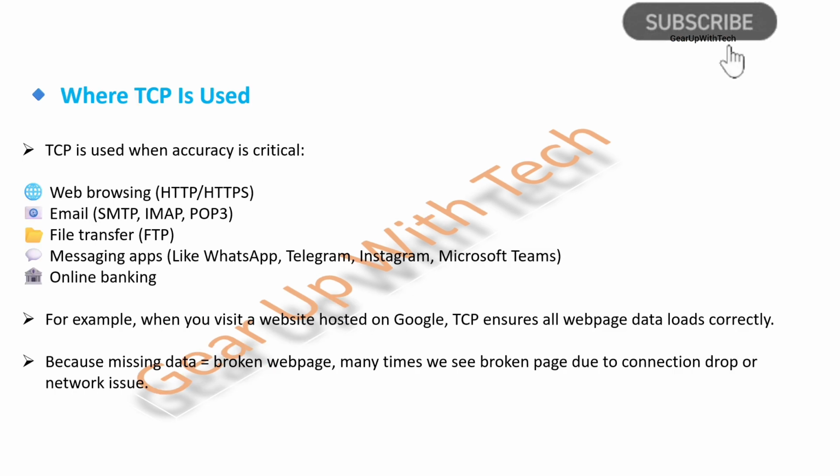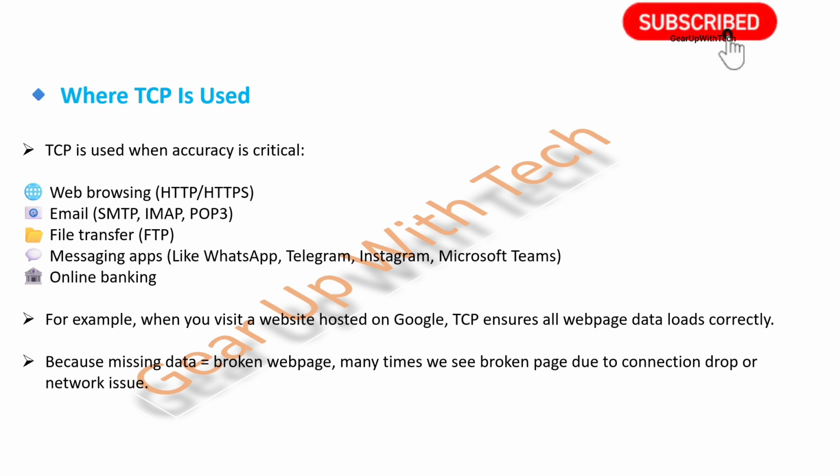TCP is used when accuracy is critical, like in web browsing, HTTP and HTTPS protocols, and email. Email should be delivered properly to the required person, so there we need TCP. File transfer, because files are critical.